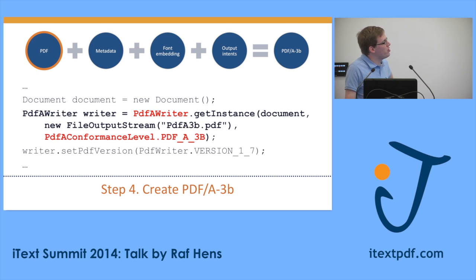Document creation is very similar to our first example with the regular simple PDF file. But now we're using a PdfADocument writer instance, which is a variation on PDF writer, but this one is concerned with writing PDF/A files. And we can set a conformance level. In this case, we want PDF/A-3B, which will allow iText to do a lot of checks during document creation to have some assurance that the document you are creating is actually PDF/A-3B compliant.